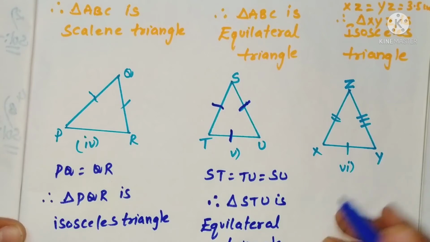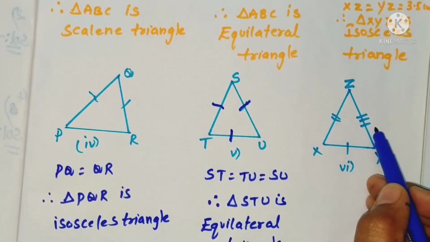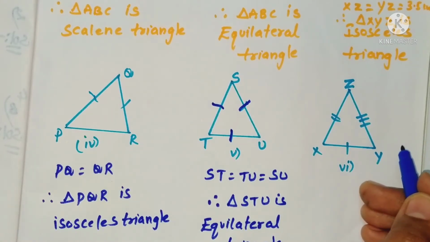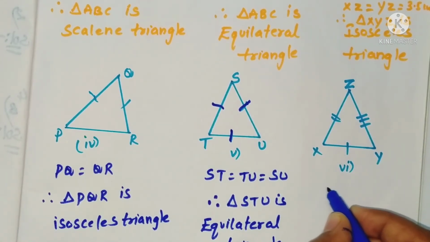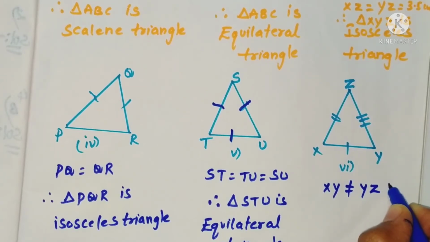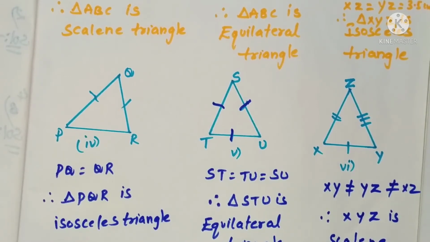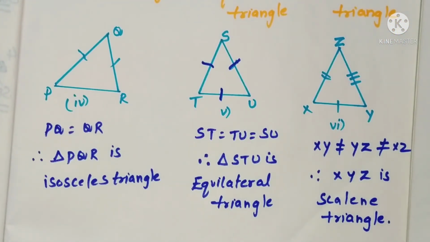Next see, there are no equal sides. Here one stroke, two strokes, three strokes. That means they are unequal. So XY not equals to YZ not equals to XZ. So therefore XYZ is a scalene triangle. Three sides are unequal, no? So that is a scalene triangle.